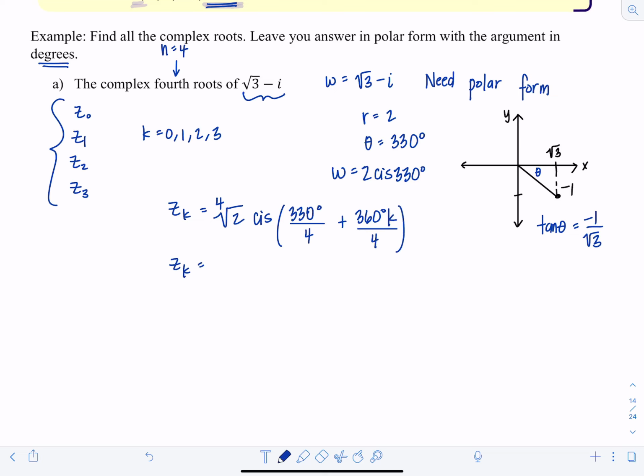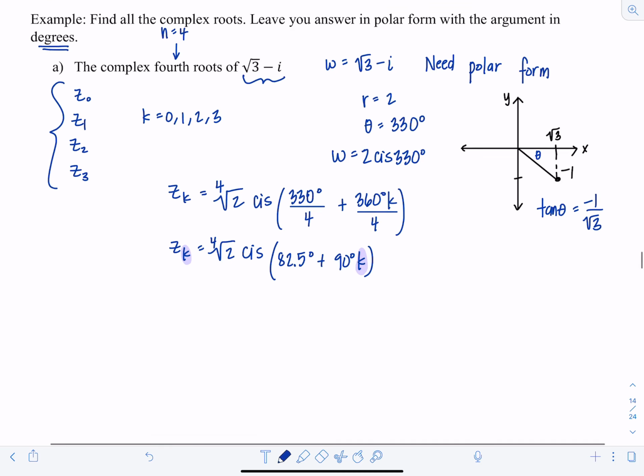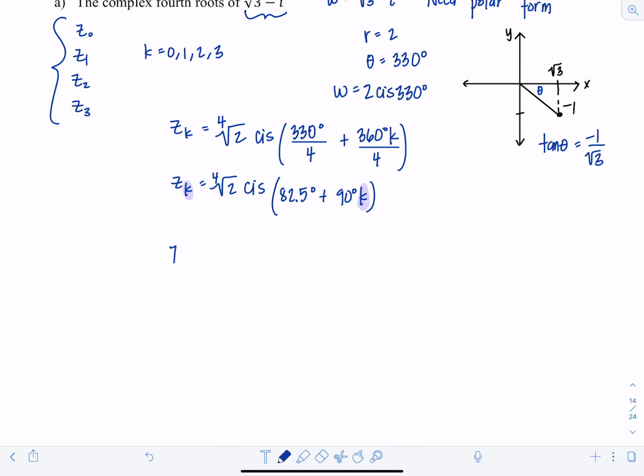So z sub k is the 4th root of 2 times cis 330 divided by 4, that's 82.5 degrees, plus 90 degrees times k. Okay, so look here, here's k, here's k. K is going to go from 0 to 3, and that's why I'm going to get all of my 4th roots. Okay, so z sub 0, that's going to be the 4th root of 2 times cis of 82.5 degrees plus 0. So that one's done.